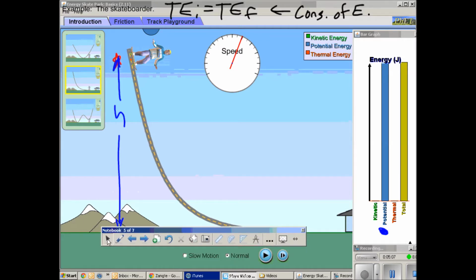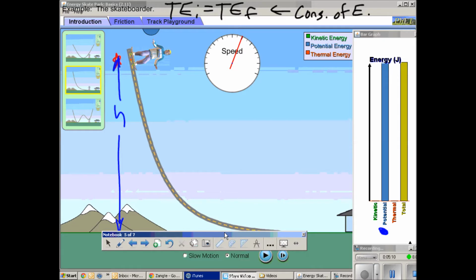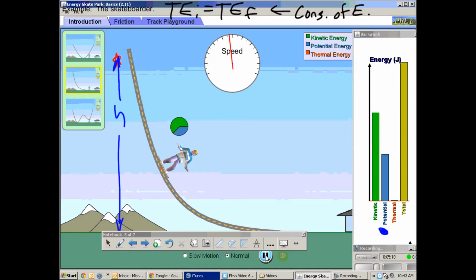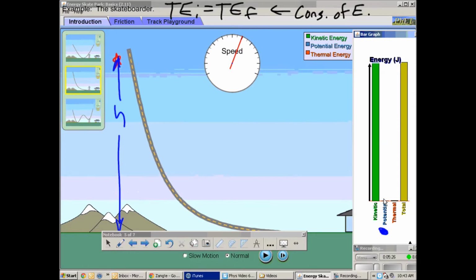As the guy is rolling, watch this graph over here. All right, so here we go. What happened there is as he rolled down the hill, his potential energy decreased, and in return, the kinetic energy increased. But the total stayed the same. So here we have an example where we just converted energy from one form to another. In this case, we converted potential energy to kinetic energy.